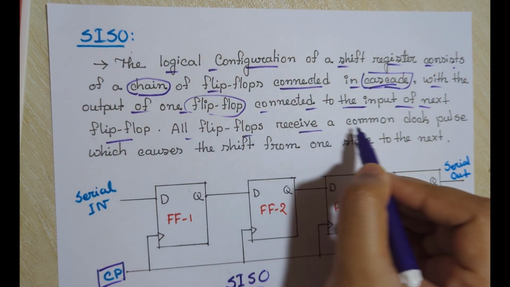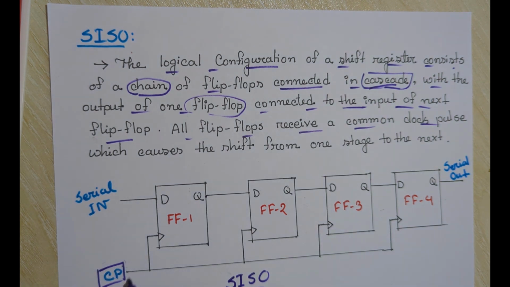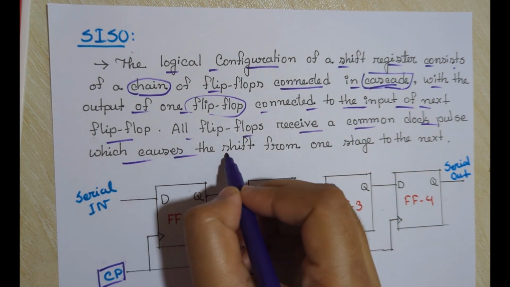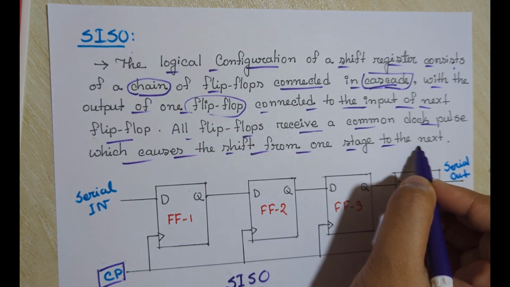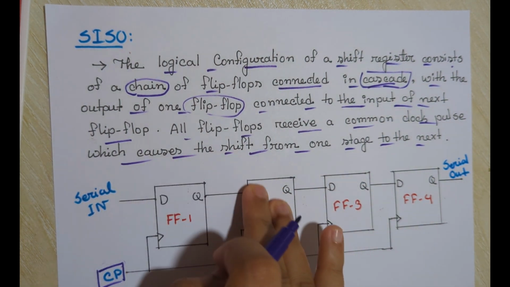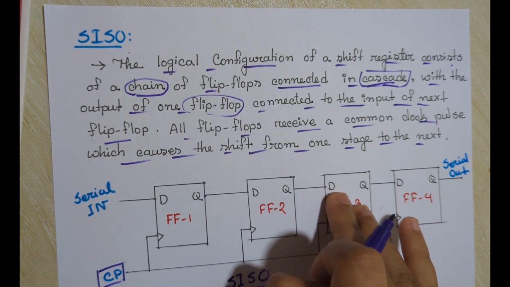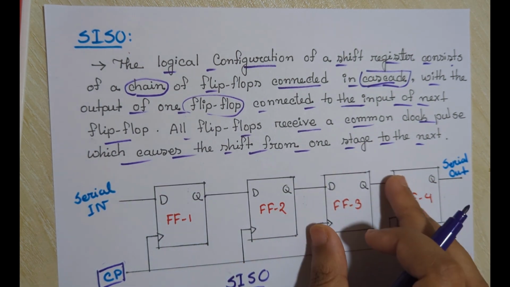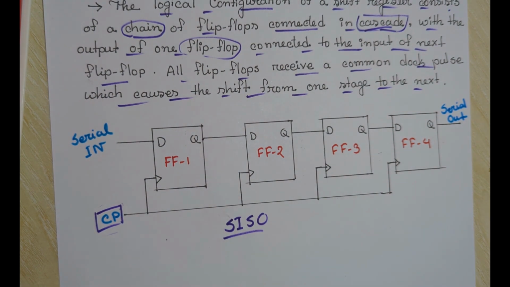All the flip-flops receive one common clock pulse, which causes the shift from one stage to the next. It will shift our binary information from this flip-flop to this one, then this flip-flop to this, and then the third flip-flop to the fourth flip-flop. Let's see an example of how it shifts the binary bit information.